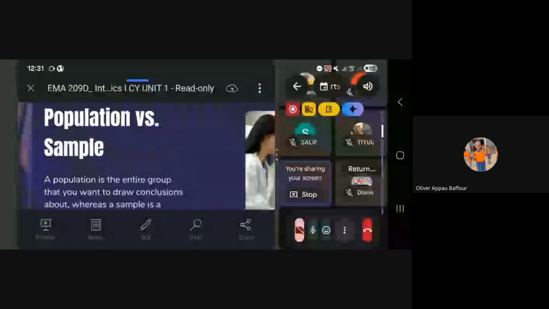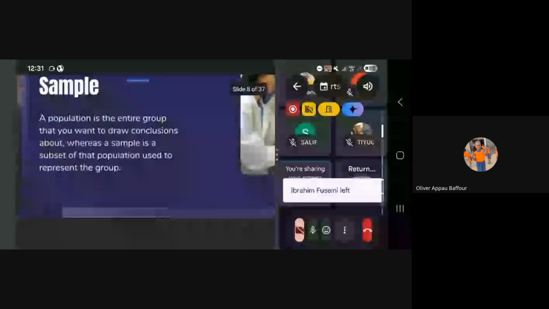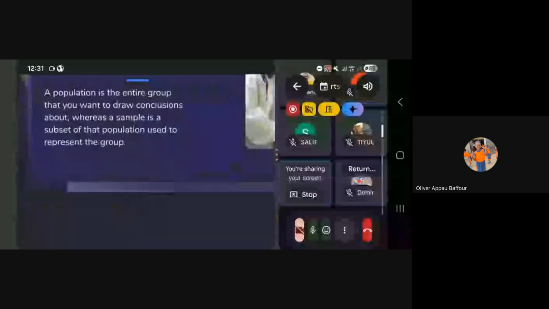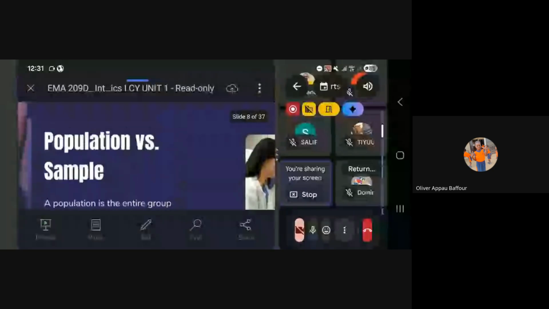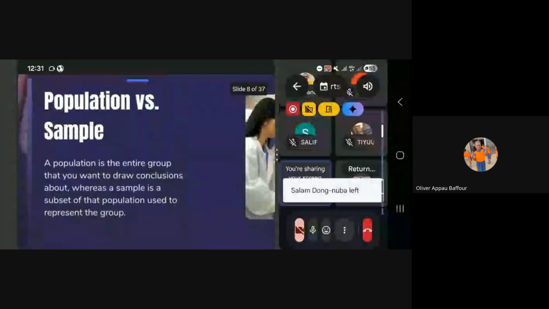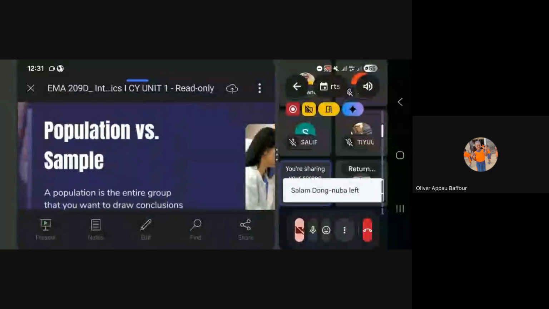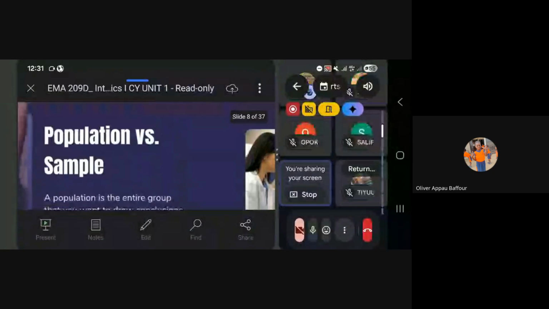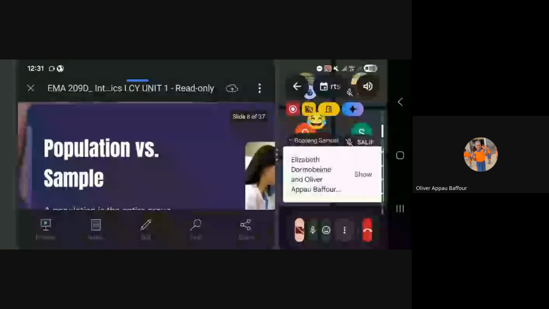Now let's look at population versus sample. What is population? What is sample? The gentleman just called me that I should give it to the ladies. So my ladies, the gentleman said I should give it to you. So who is kickstarting for the ladies? Watson Samuel is smiling because he told me to do so. Yeah, our ladies. Yeah, Elizabeth, I like that.